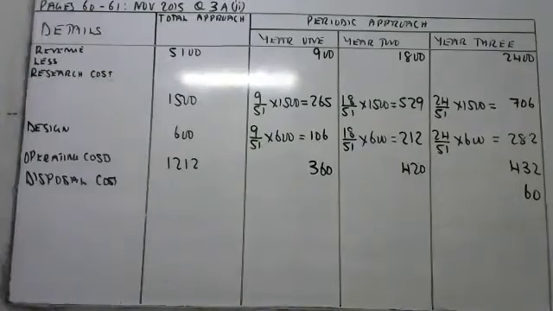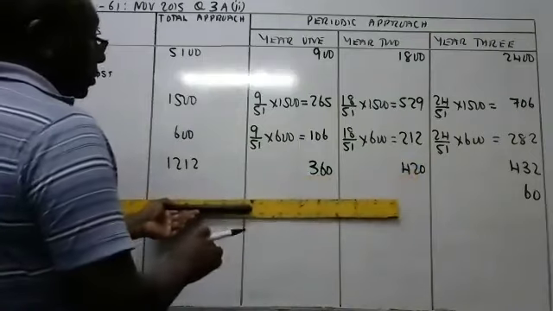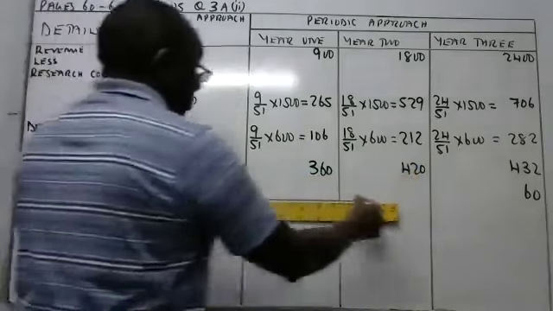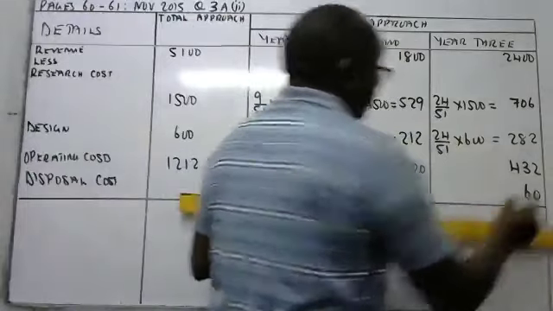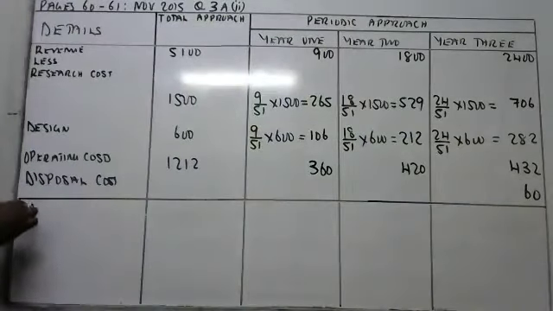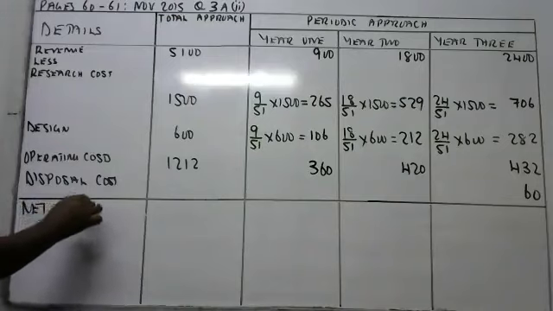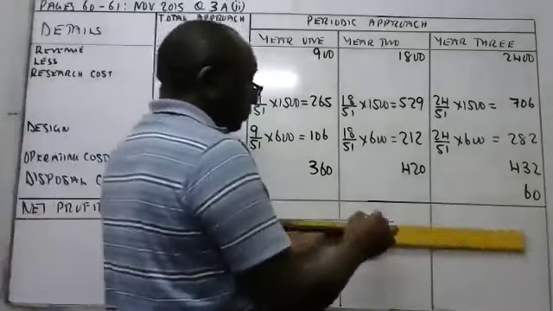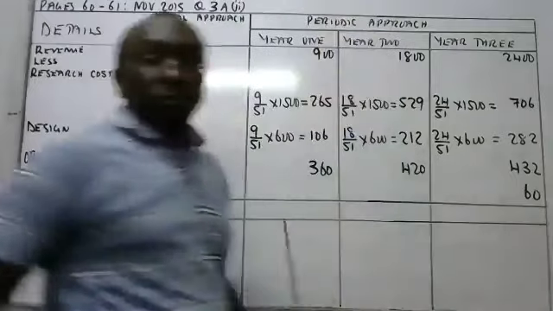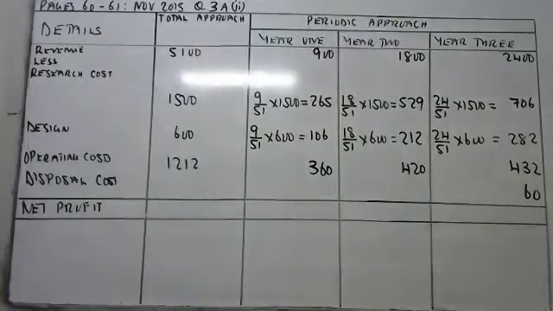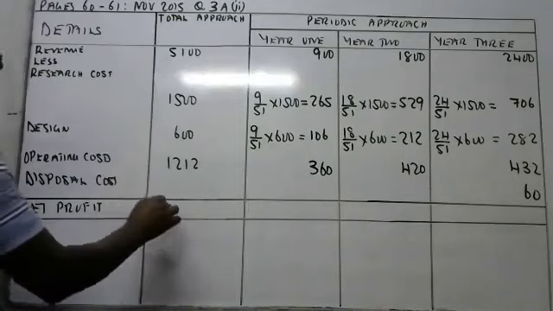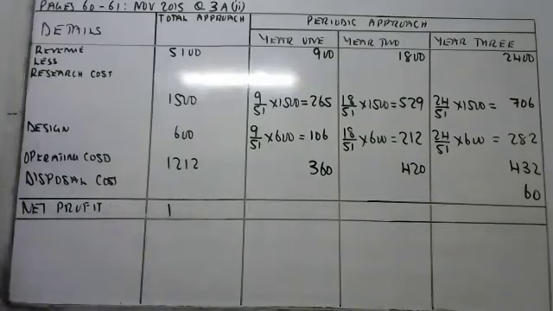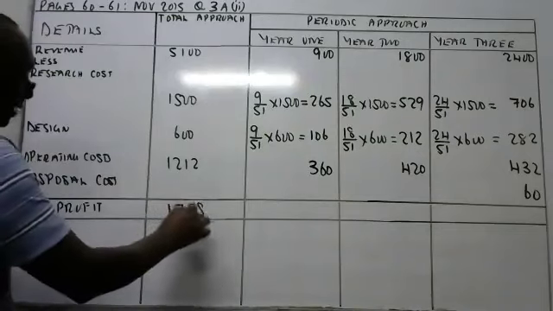Now we need to get the profits. We need to get the profits. Net profit. Ya kwanza ni 17. Hizo za subtract.